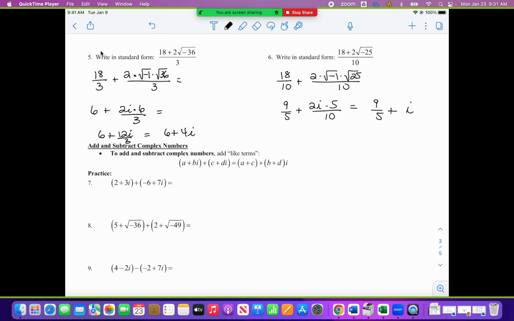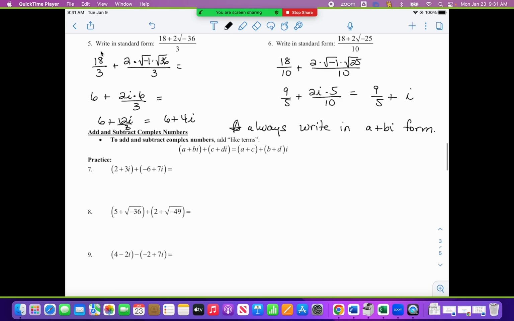Are you getting 9 over 5 plus, and that's just an i, because 2 times 5 is 10. So we are always in a plus bi form. Okay, write your final answers in a plus bi form.